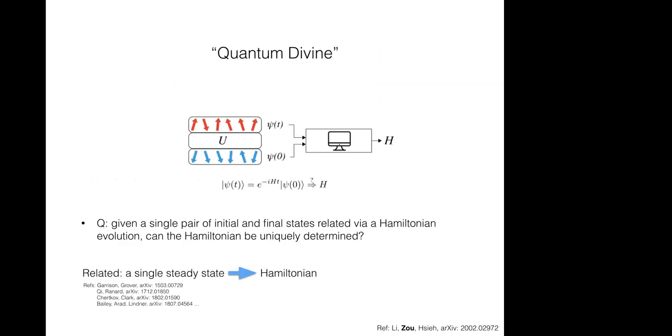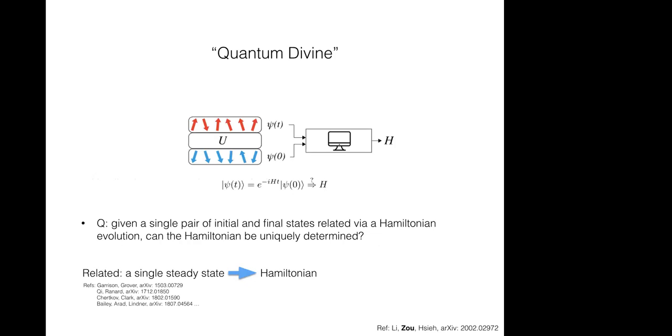Okay, so I will tell you two results. The first one is more of conceptual interest. I will argue that we are able to determine a many-body Hamiltonian from a single initial and final state related by the Hamiltonian evolution. But this one is more of conceptual interest. It's not really practically very useful. So in the second part, I will tell you a more practical way for Hamiltonian tomography. Okay, so let's start from the first one.